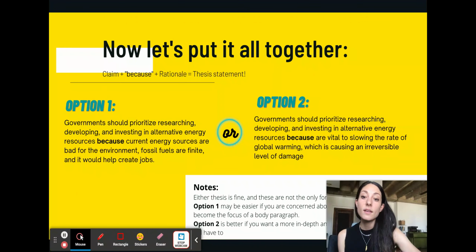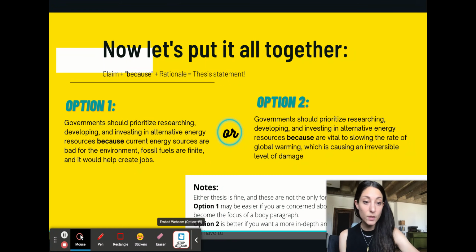Here we go. Governments should prioritize researching, developing, and investing in alternative energy resources because current energy sources are bad for the environment, fossil fuels are finite, and it would help create jobs. If we wanted to write a thesis statement using option two, which is the more broad rationale, it reads, governments should prioritize researching, developing, and investing in alternative energy resources because they are vital to slowing the rate of global warming, which is causing an irreversible level of damage. Either way, either thesis is fine.